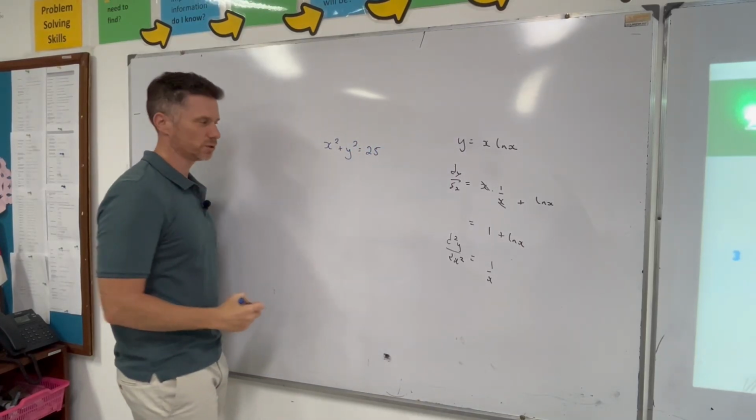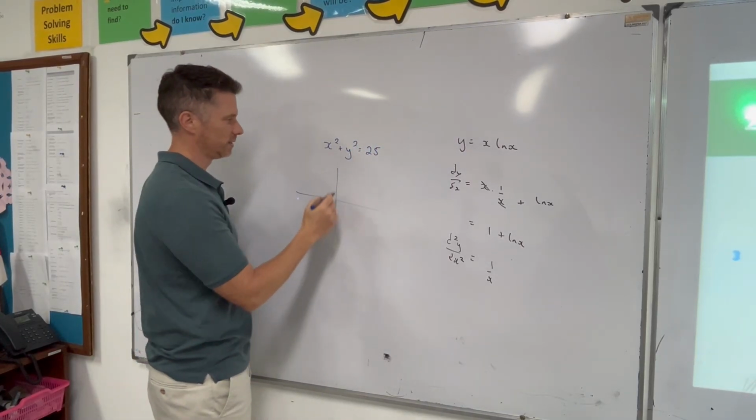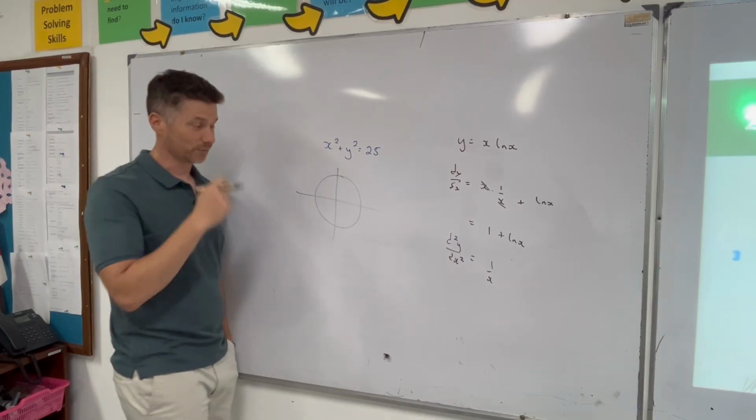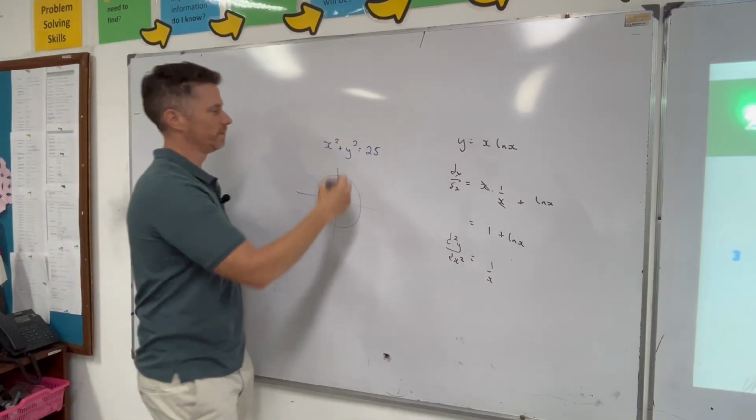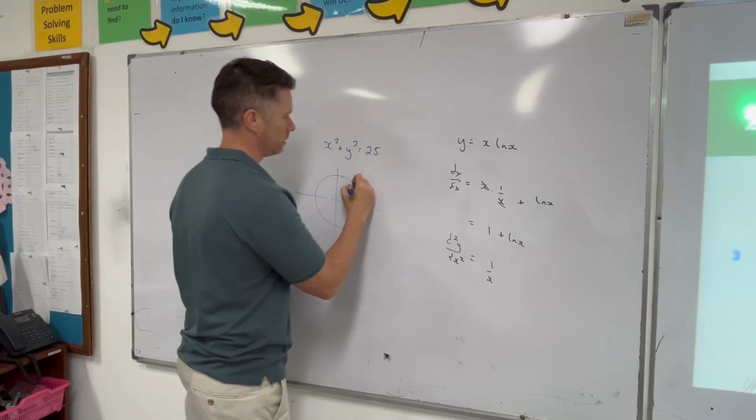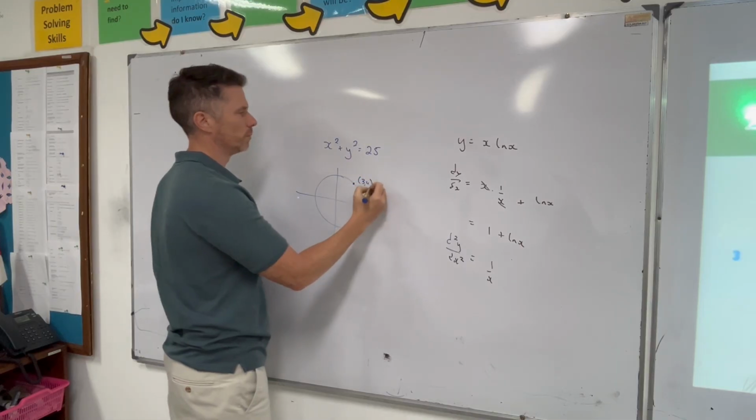That's an equation of a circle. What's the radius of this circle? 5. It's root 25, so 5. Okay, so let's say we have a point here, (3, 4). Is that on that circle?